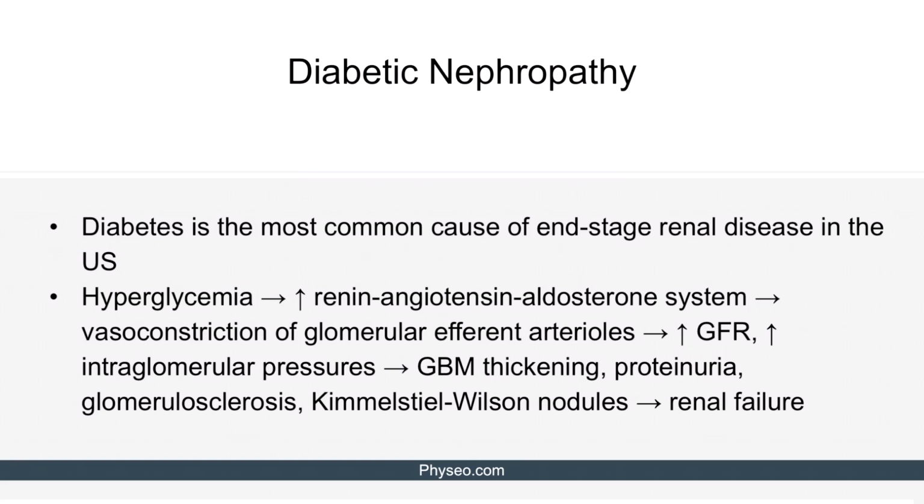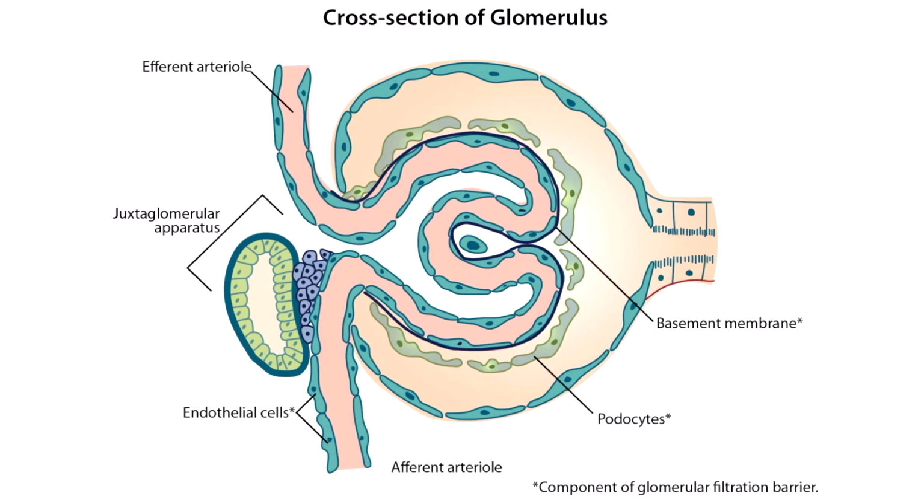An important fact to know, just to recognize how significant diabetic nephropathy is: diabetes is the most common cause of end-stage renal disease in the United States. To understand why, let's look at this diagram. You may recall from step one that glucose is absorbed from the proximal convoluted tubules of the kidney, along with sodium via the sodium-dependent glucose cotransporter.